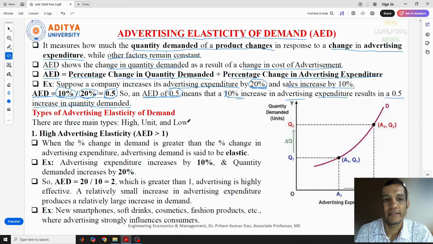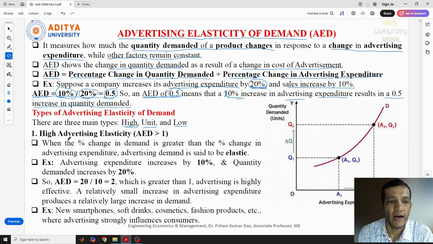Actually this advertising elasticity of demand is divided into three categories. One is high advertising elasticity of demand, another is unit advertising elasticity, and another is low advertising elasticity of demand. So let's discuss all these one by one.